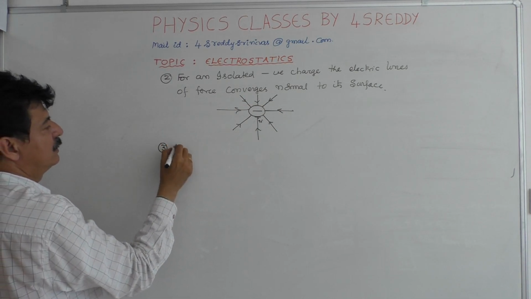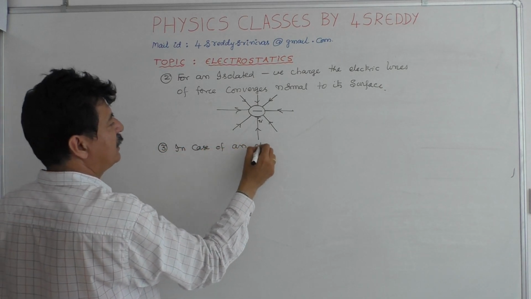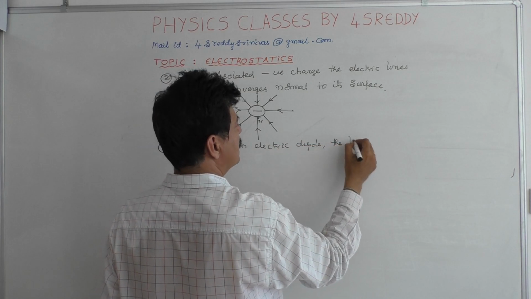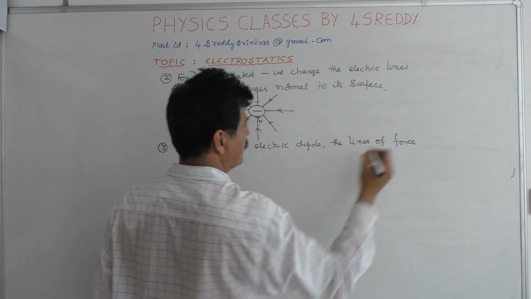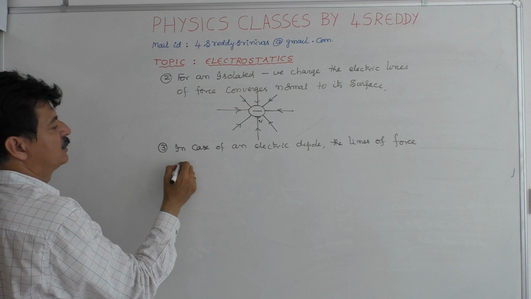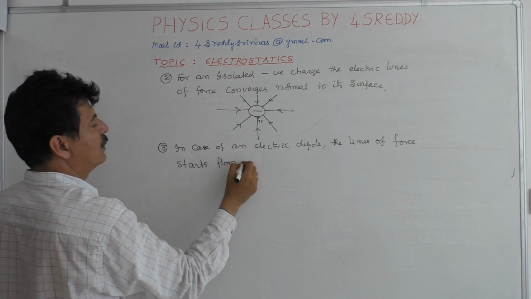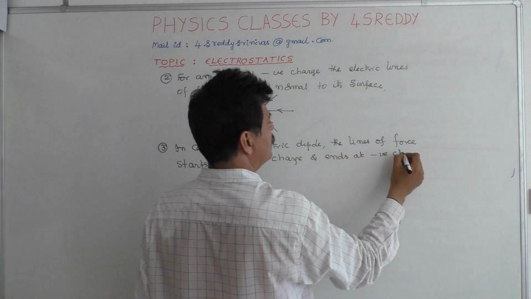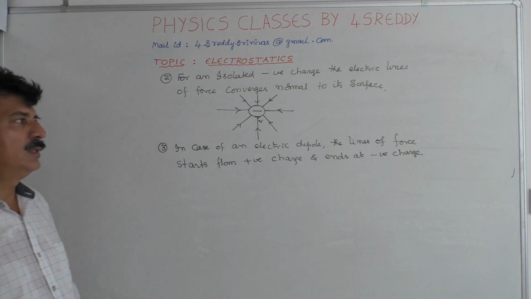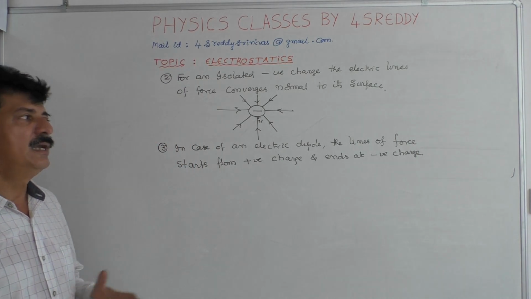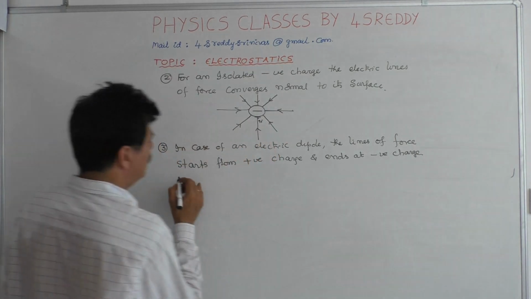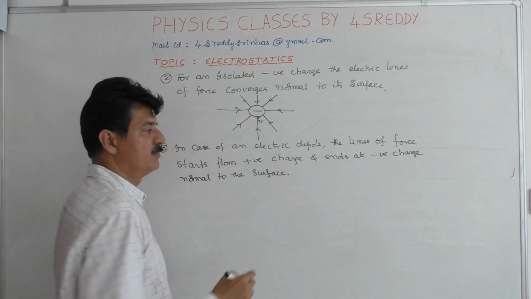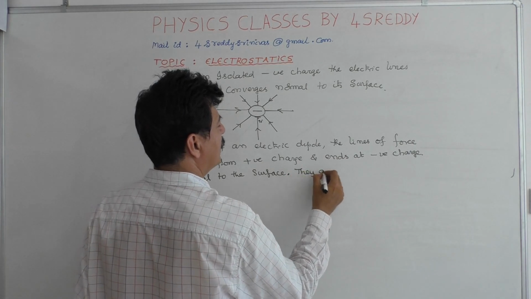Third point: in case of an electric dipole, the lines of force start from the positive charge and end at the negative charge, normal to the surfaces. And they are open curves.